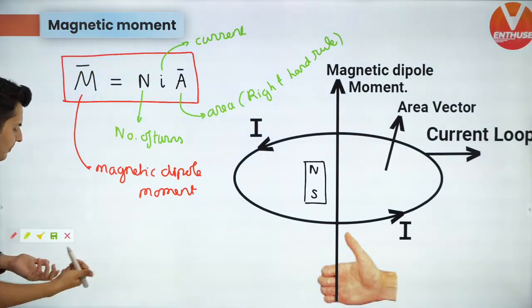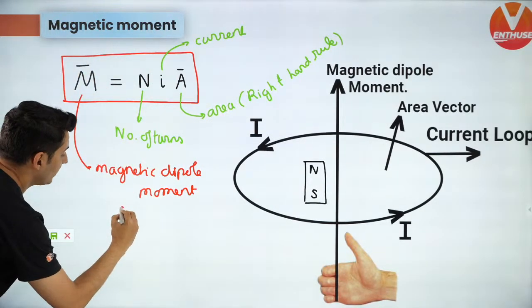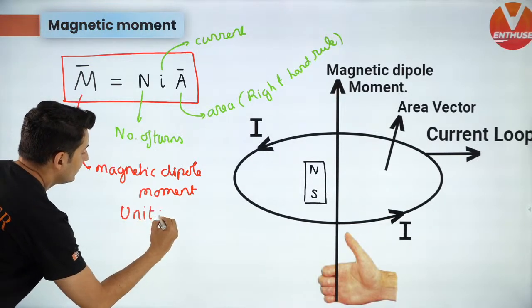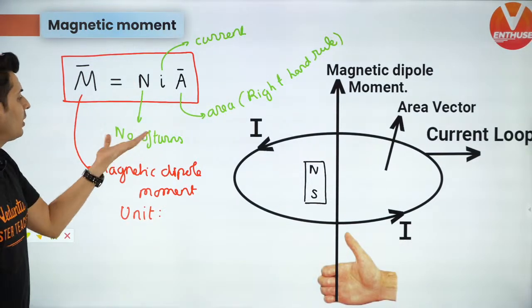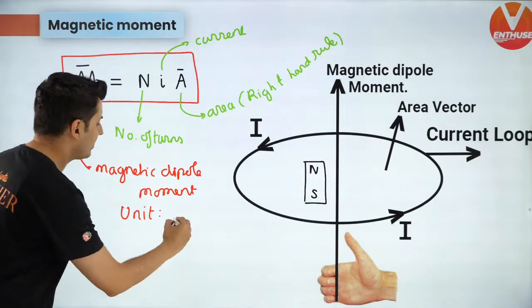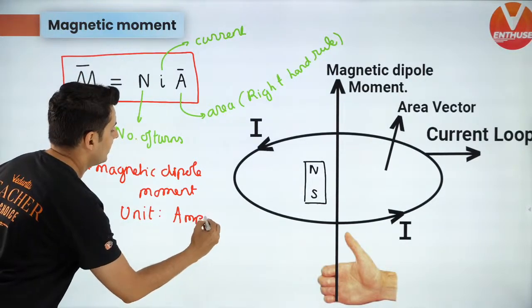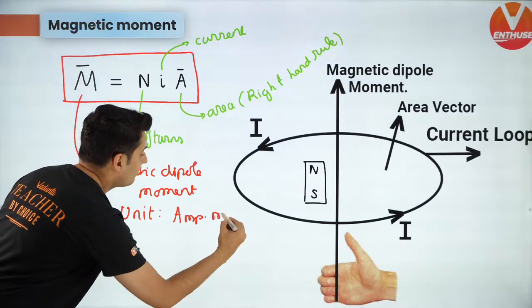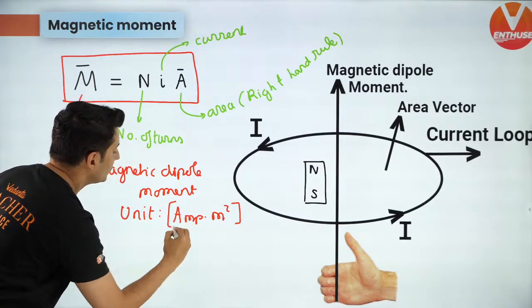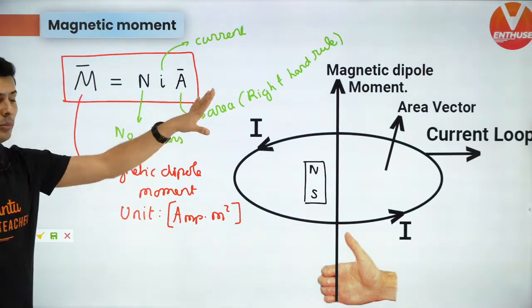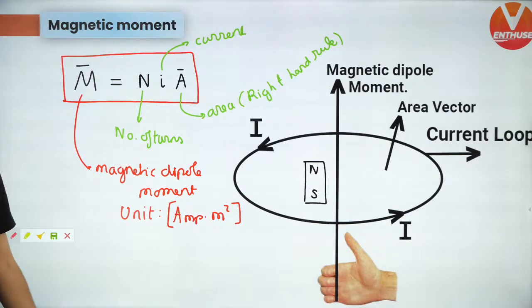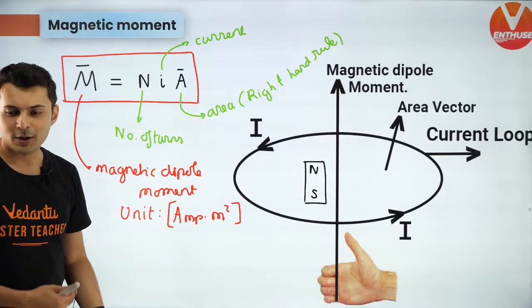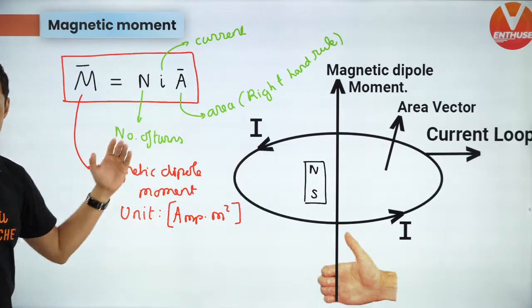That's easy to understand. And what will be the unit, guys? Think about it. N is just the number of turns, so no unit. Current is in amperes, and there is meter square. So ampere meter square is the unit of magnetic dipole moment. I hope this is clear.